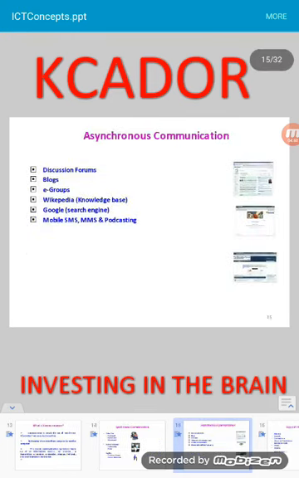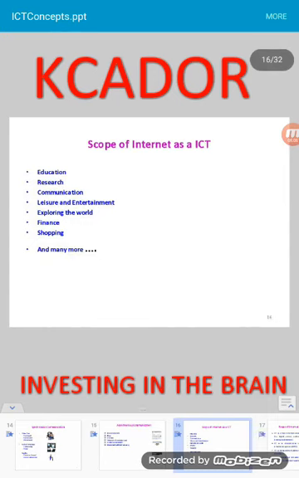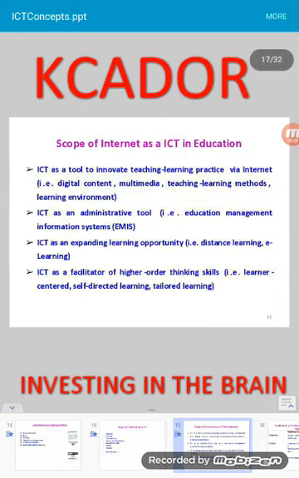Asynchronous communication is where you look at discussion forums, blogs, e-groups, Wikipedia, knowledge-based resources, Google, search engines, mobile SMS, and others. So you can also look at the scope of ICT, of the internet as ICT. These are very important areas like education, research, communication, leisure and entertainment, exploring the world, finance, shopping, and many more.